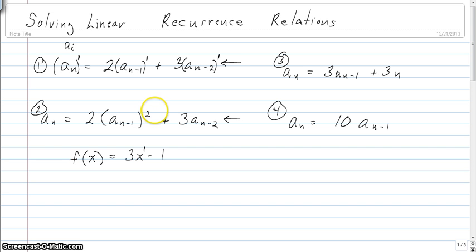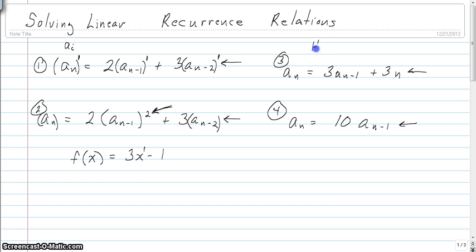This second one is not linear because if I look at the a subscript n minus 1, its exponent is not 1. Right? This term has exponent 1, this term has exponent 1, but not this one, exponent 2. So that one is not linear. And then 3 and 4, both linear.